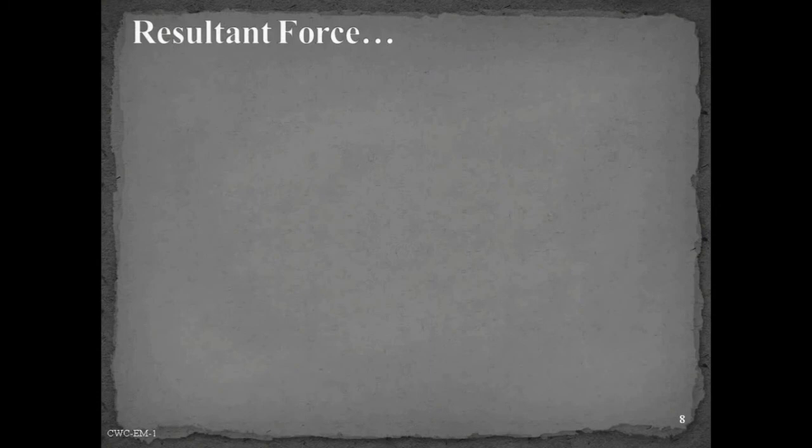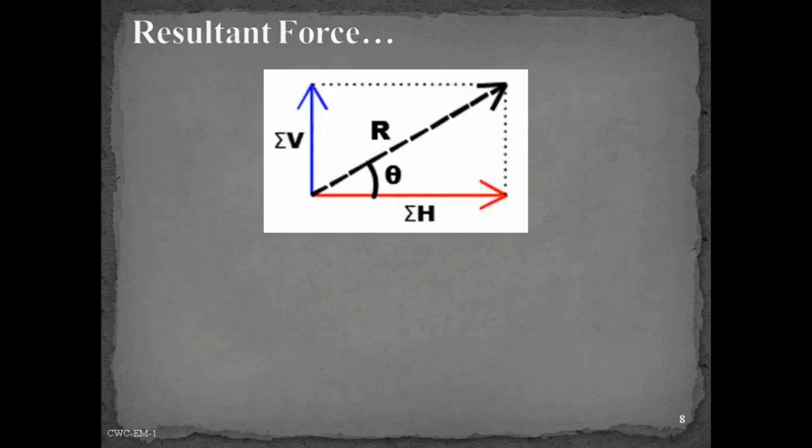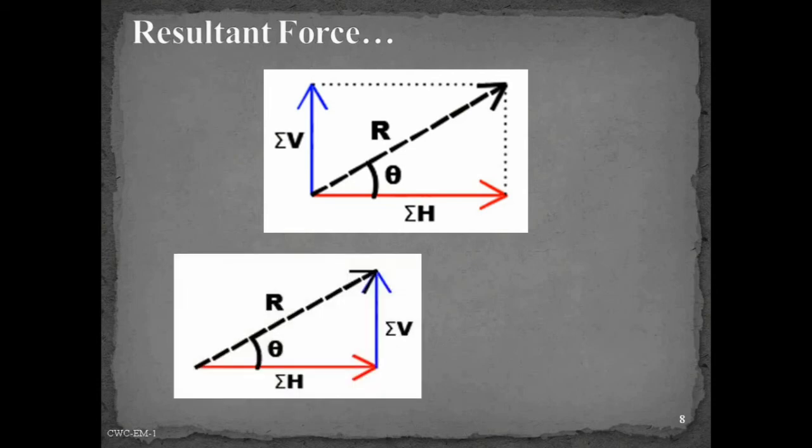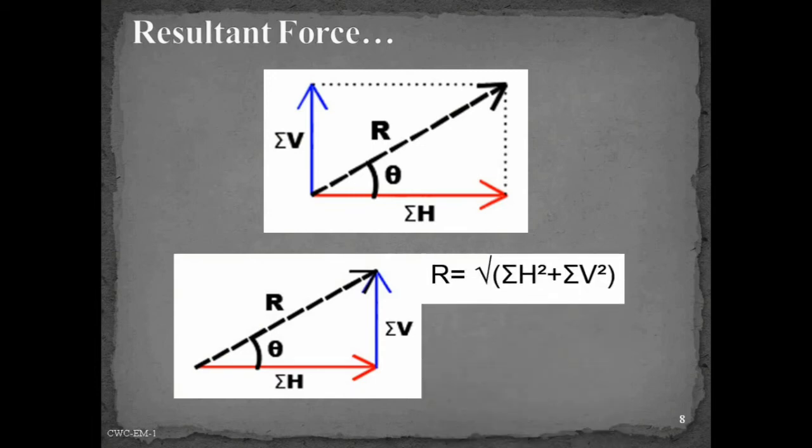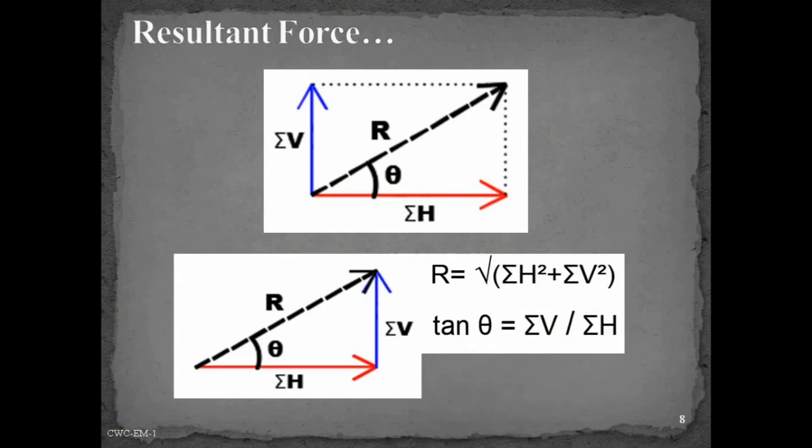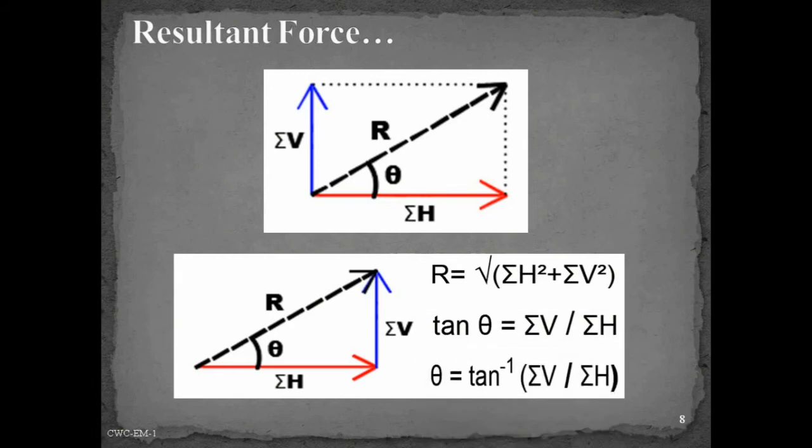Here comes the resultant force. Refer to this figure. In this, sigma h represents the total horizontal force and sigma v represents the total vertical component. The same thing can be represented like this also. So from this right angle triangle, we can get R is equal to root of sigma h square plus sigma v square, and tan theta is equal to sigma v by sigma h, which means theta will be equal to tan inverse sigma v by sigma h. This is about the magnitude of the resultant.